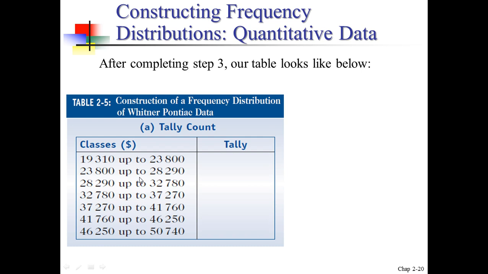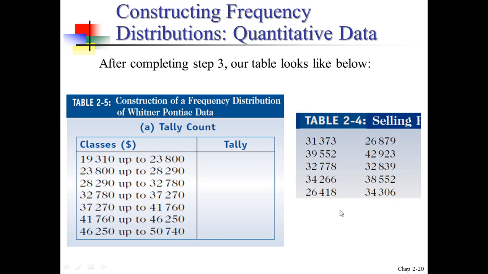Step 4, mark or tally. I can say transferring. Maybe I'm not going back to the data set. I just take a small number from the data set. This is the price of the car sold, the first car sold last month, second car. It depends on what direction you count, from top to bottom or from left to right. The first car, second car, third car, fourth car, and so on.